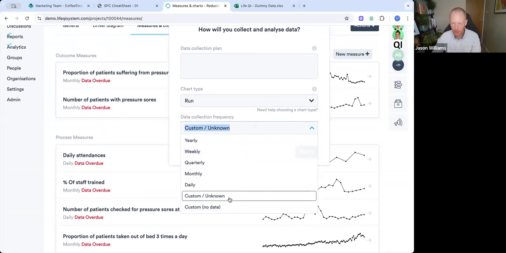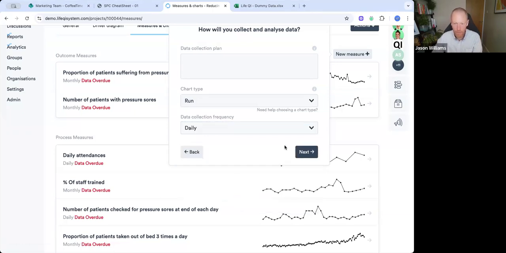But if it's going to be a bit more sporadic than that or unknown, then you can pick custom unknown, or if it's not even dates, particularly if it's one of the T charts or something, they're not dates, there might be days between, then you would pick a no date chart. Let's pick daily for this example.